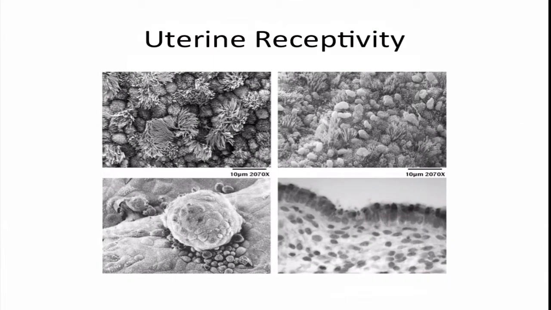Now, uterine receptivity has been shown using several different techniques. Here we can look at electron microscopy pictures in the upper right of pinopods, which reflect the normal receptive endometrium. In the lower left, we see an embryo attaching to those pinopods, and on the lower right, you see the pinopods outlined with a marker of receptivity known as osteopontin. Such biomarkers are useful to study endometrial receptivity.